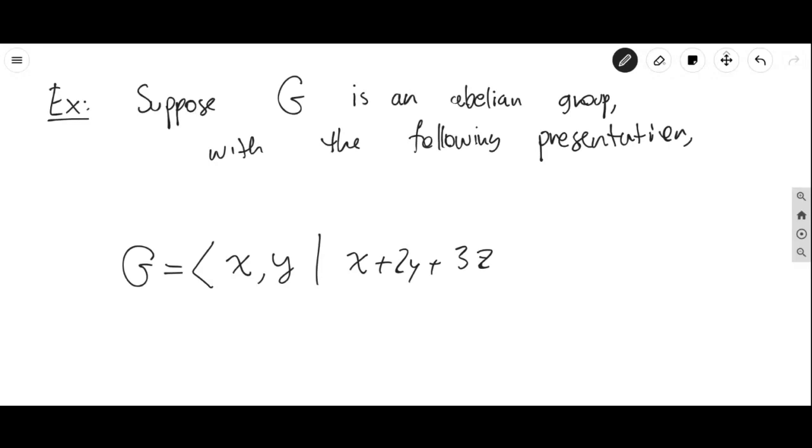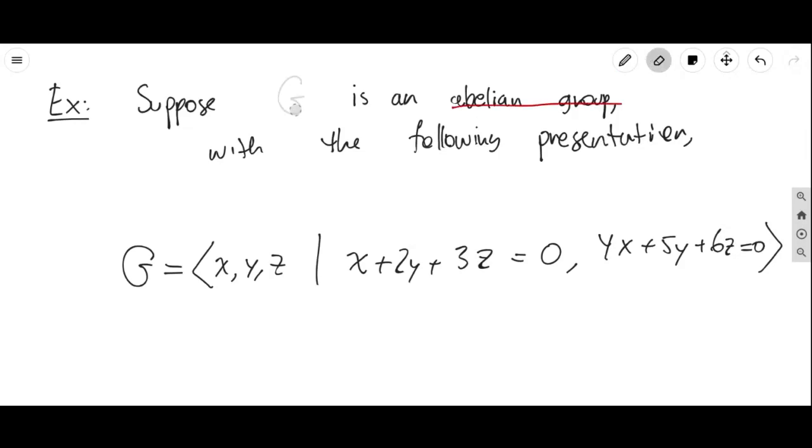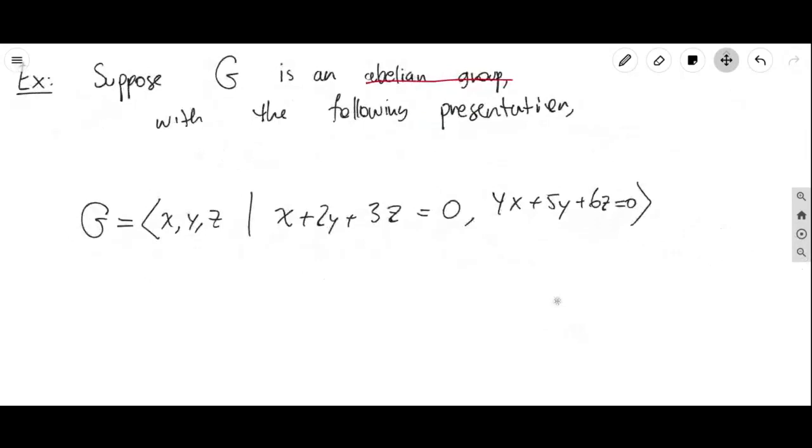Actually, let's make it 3 generators. Let's make it harder. So it's a group that has 3 generators, and then you have 4x plus 5y plus 6z is 0. So this is the presentation of the group. What you know about the group is it's an abelian group, it has 3 generators, and it satisfies this. What can we say about this group? That's what we call the group presentation.